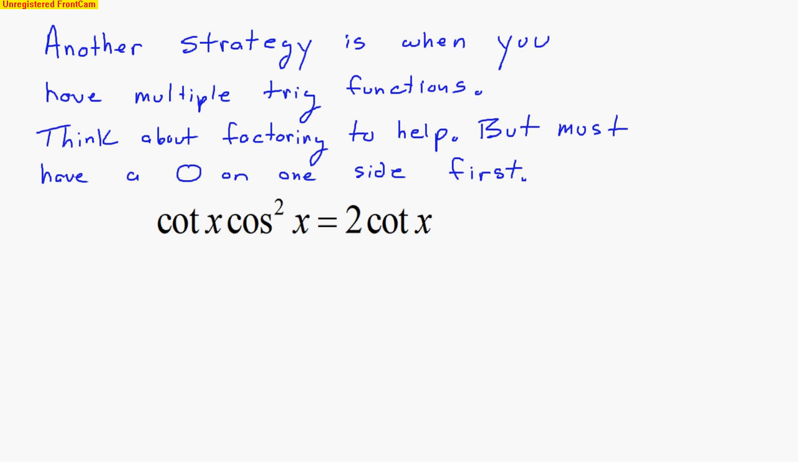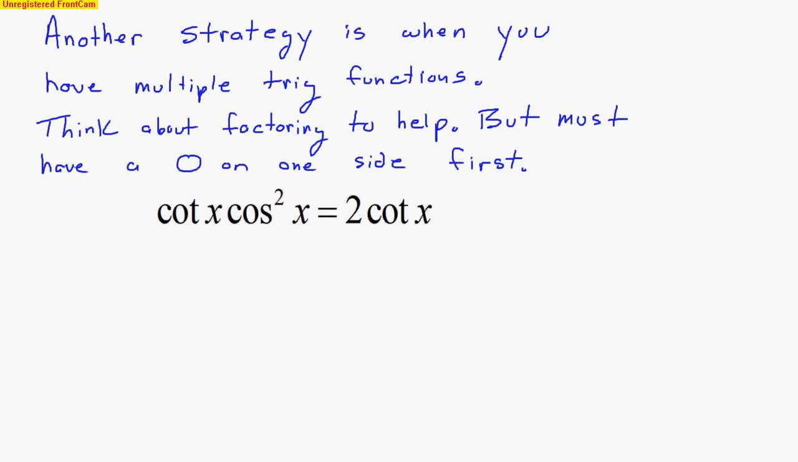Okay, another strategy is when you have multiple trig functions. When I say multiple trig functions, I mean, like in this example, cosine and cotangent. The trick here is to think about factoring to help you. But remember, if you're going to factor, you must have a 0 on one side first. So when I see the fact that there's two trig functions, this is like a problem where there's a's and b's, right? This would be like a times b squared equals 2a. Well, how do you solve an equation with two variables? Well, it's pretty hard, but not with trig functions. It's not, and not with factoring.